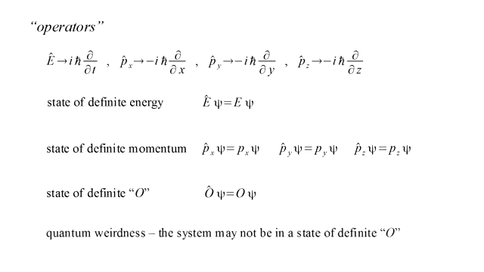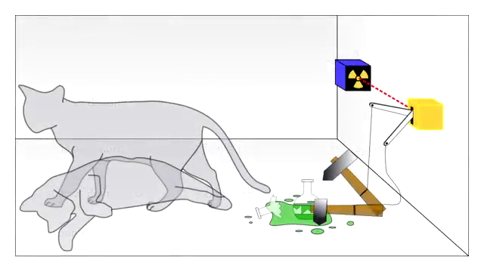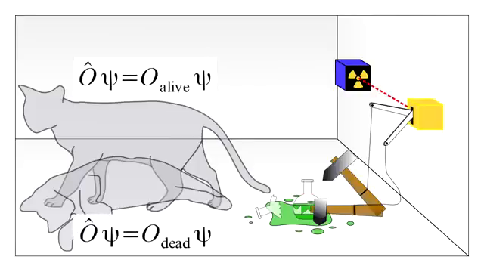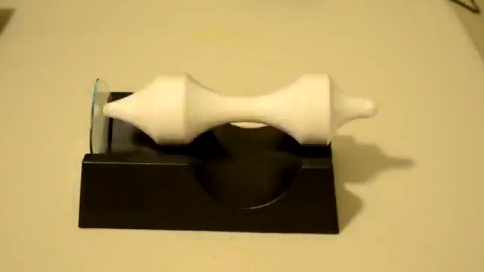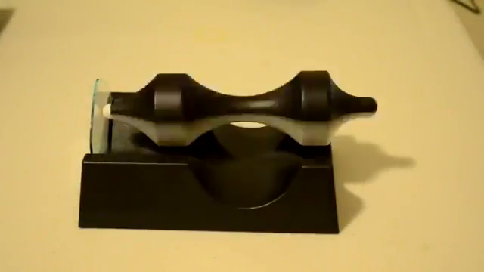An important aspect of quantum weirdness is that the system need not be in a state of definite O. This happens when the operator gives you anything other than a scaled version of the wave function. A classic example that we'll treat in a future video is Schrödinger's cat, and the observable is whether the cat is alive or dead.